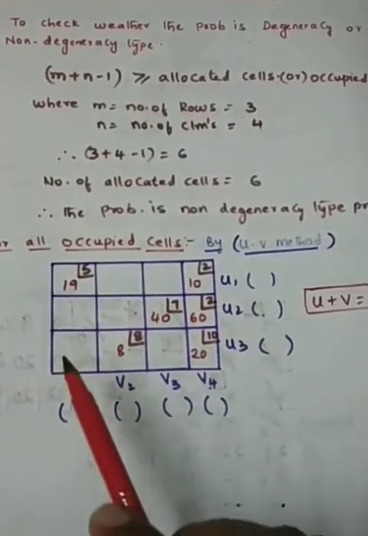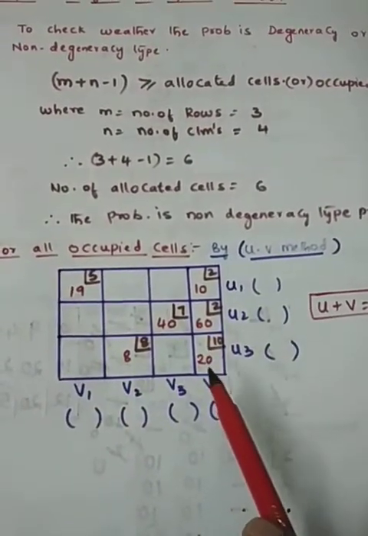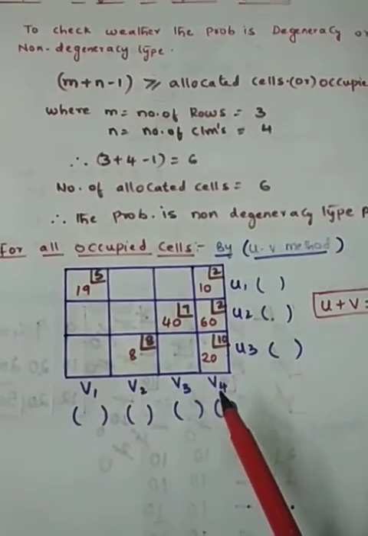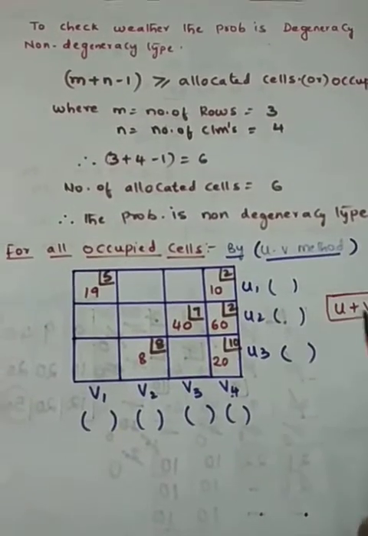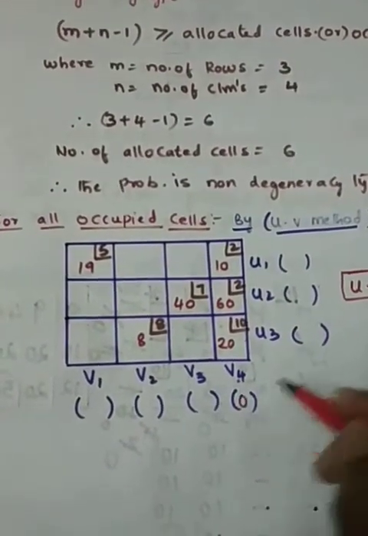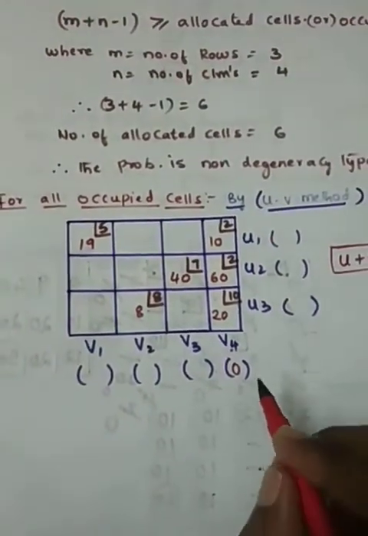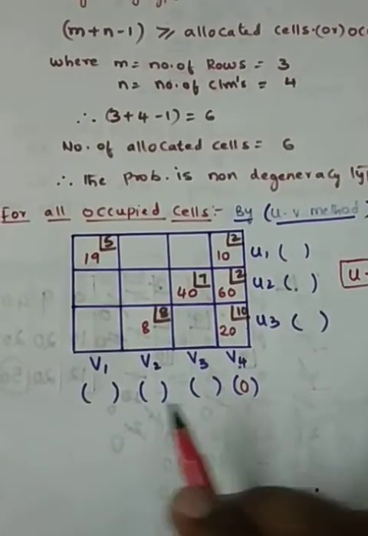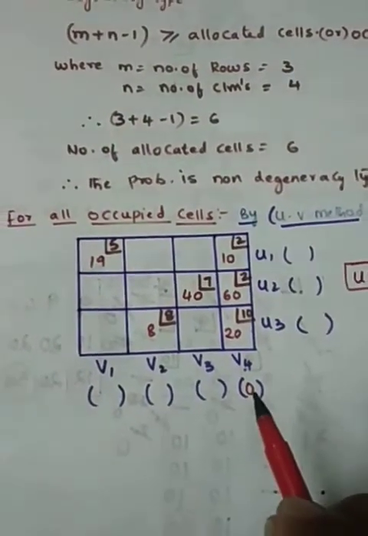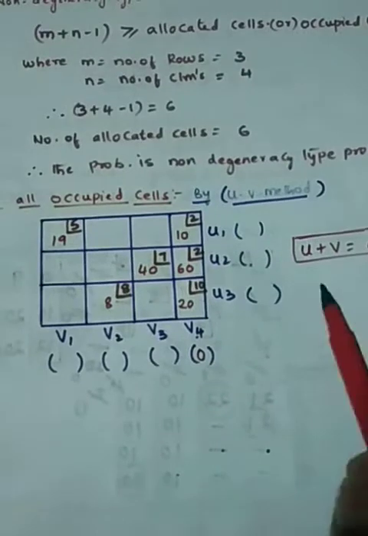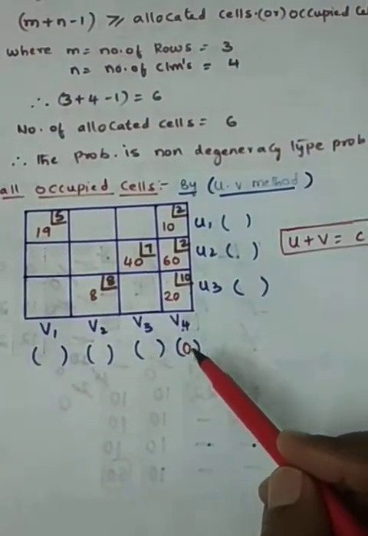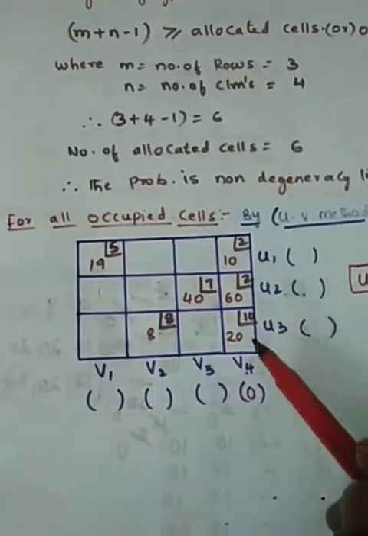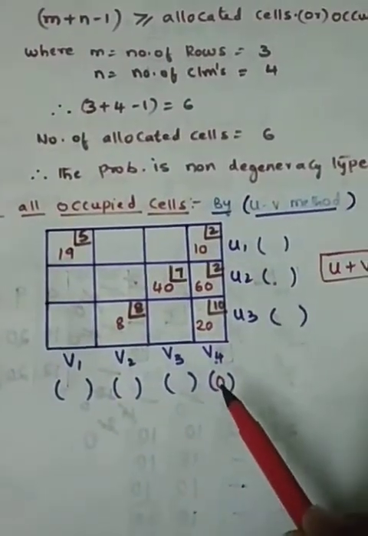So comparing all this, you have the maximum number of allocations in the fourth column, so therefore you are going to assume the fourth column, or V4, as 0. Therefore I will write V4 is equal to 0. With respect to this V4, you can find out the remaining values. So here we got the value of V4 as 0, that is the assumed value, because the maximum number of allocations are in the fourth column.